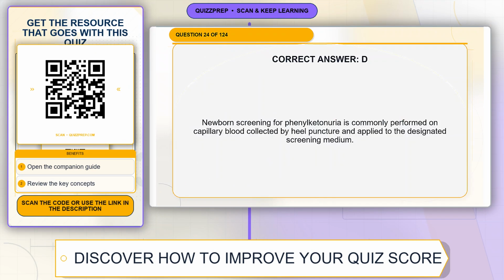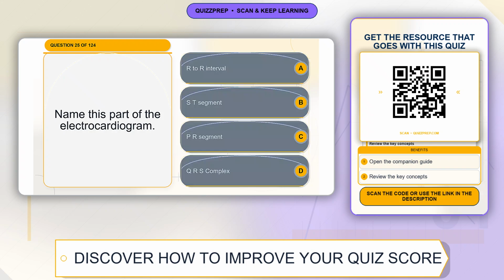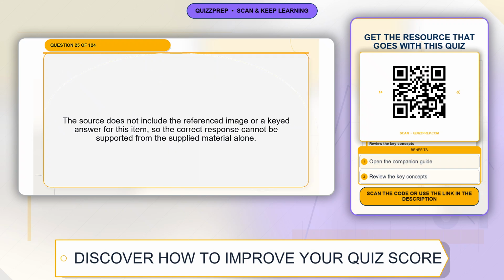Explanation. Newborn screening for phenylketonuria is commonly performed on capillary blood collected by heel puncture and applied to the designated screening medium. Question 25. Name this part of the electrocardiogram. Option A, R2R interval. Option B, ST segment. Option C, PR segment. Option D, QRS complex. The correct answer is now shown. Explanation. The source does not include the referenced image or a keyed answer for this item, so the correct response cannot be supported from the supplied material alone.